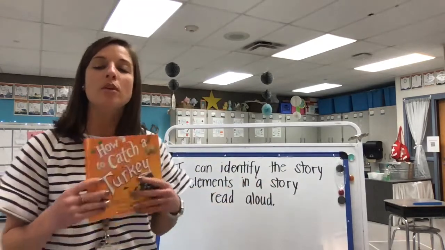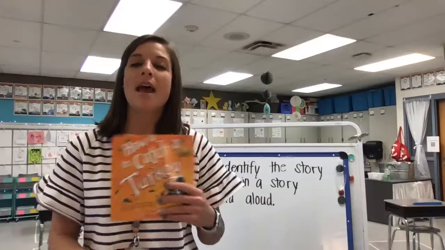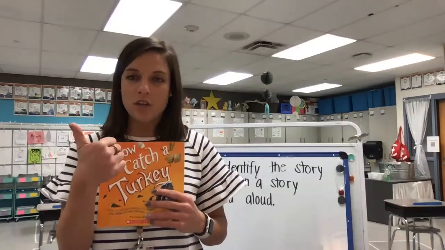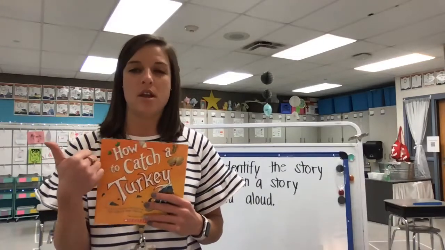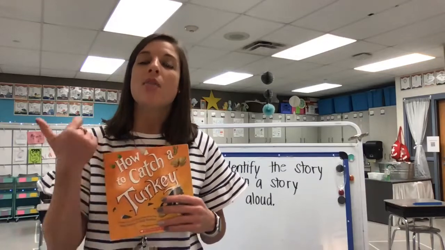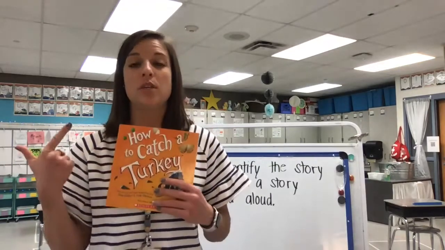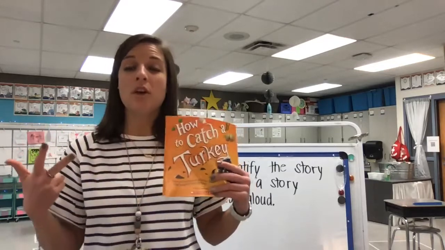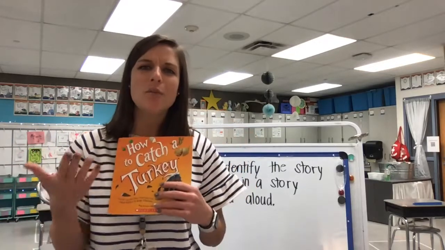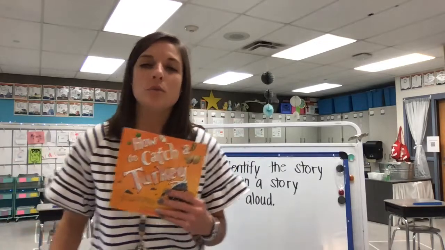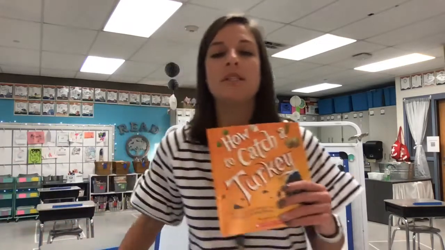That means that I'm going to read the story to you, and as I'm reading it, I want you to think about the characters, who's in the story, who is the story about, the setting, when and where does the story take place, the problem, the uh-oh, what's going on, and the solution. How did we solve that problem? Afterwards, we'll talk about those 4 story elements and see what we learned.